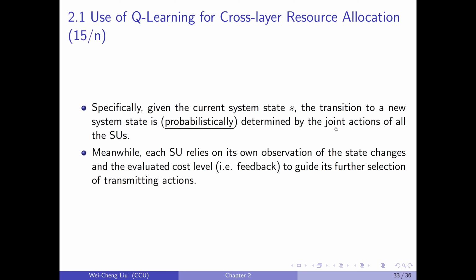Probabilistically determined by the joint actions of all the secondary users. Meanwhile, each secondary user relies on its own observation of the state changes and the evaluated cost level, that is, feedback, to guide its further selection of transmitting actions. What does it mean? The it means the secondary user. And the word meanwhile, its meaning is at the same time.